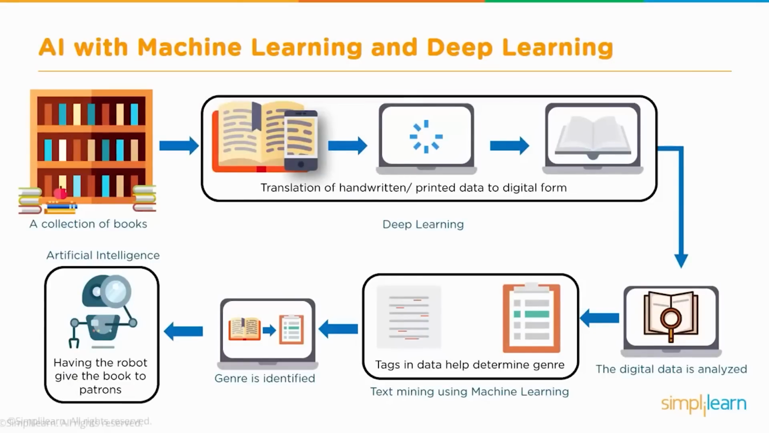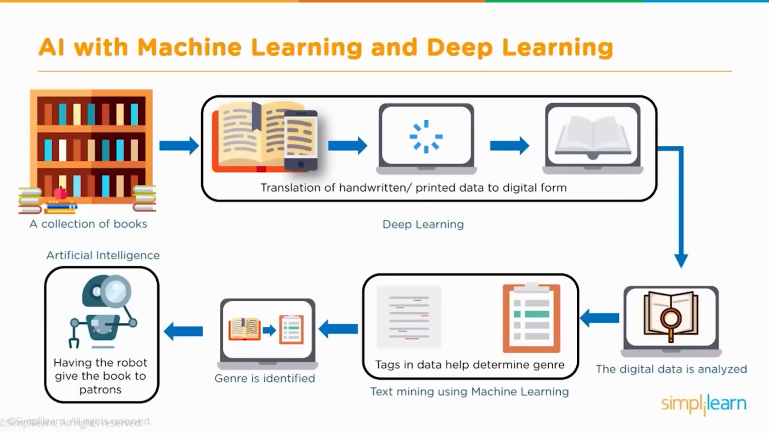And so we're going to put them all together. We find out that AI is the big picture. We have a collection of books. It goes through some deep learning. The digital data is analyzed. Text mining comes through. The particular book you're looking for, maybe it's a genre of books, is identified. And in this case, we have a robot that goes and gives a book to the patron. I have yet to be at a library that has a robot bring me a book, but that will be cool when it happens. So we'll look at some of the pieces here.